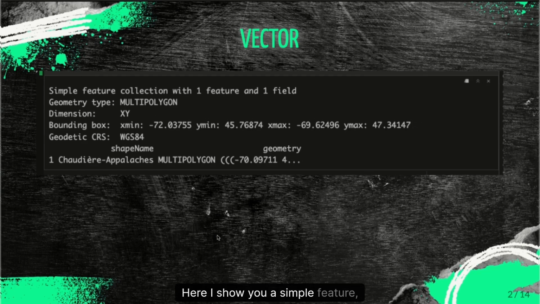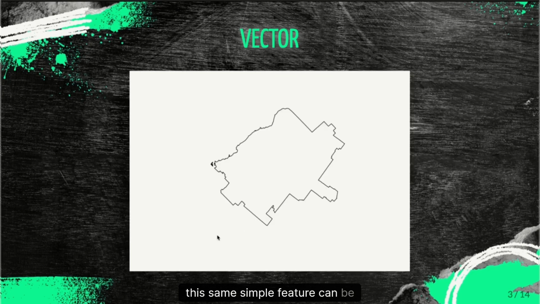Here I show you a simple feature, so an SF object, which is a multi-polygon, so a collection of polygons that represent Chaudière-Appalaches, a region in Quebec. In this multi-polygon, we have a bounding box and a geocoding CRS. This same simple feature can be represented in an image as such. So this is the multi-polygon, the collection of polygons that represent the region of Chaudière-Appalaches.